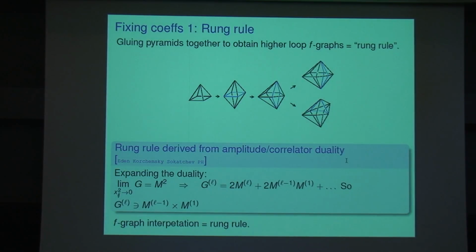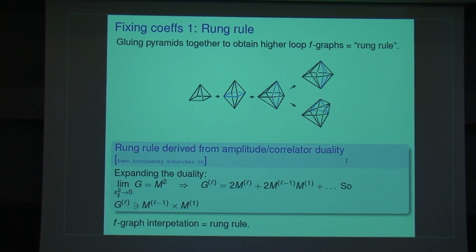And in fact that gives you a way of adding pyramids to graphs to generate higher loop graphs. And the point is, this rule tells you that the coefficient in front of these always has to be the same as the coefficient of the guy that it started with. That actually, if you rewrite it in terms of amplitude in momentum language, is the rung rule.